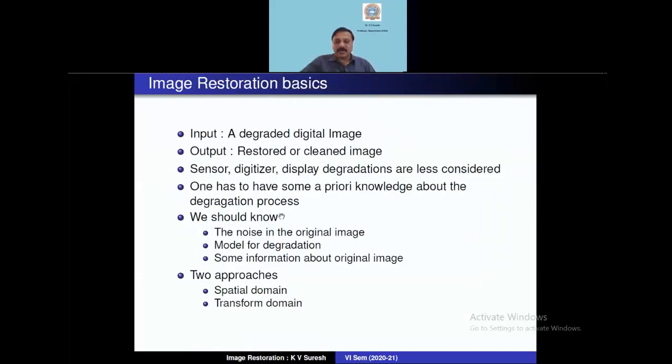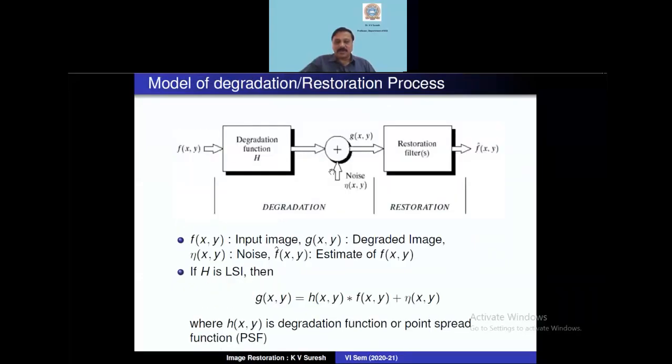And what is your objective here? You, as an image processing expert, should inverse it or restore it and give me f, exactly f. But most of the time I cannot get exactly f. I'll get f hat, or f cap, here. That means I'll get an approximation to f.